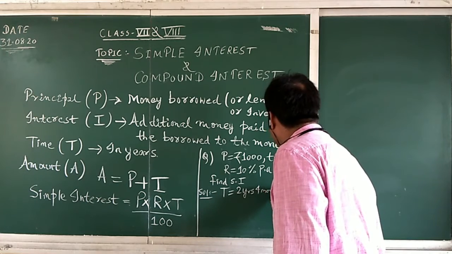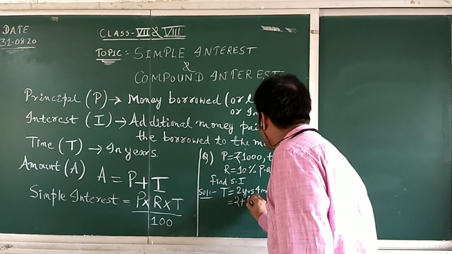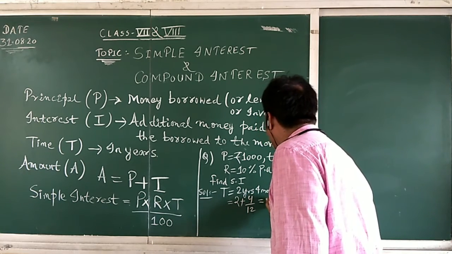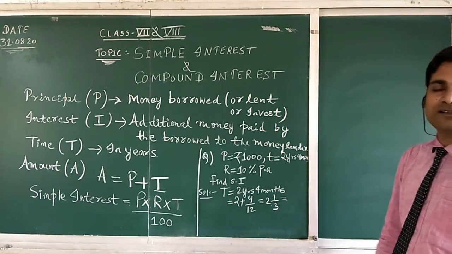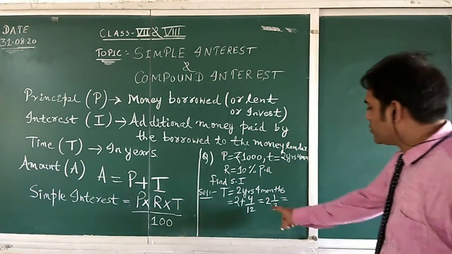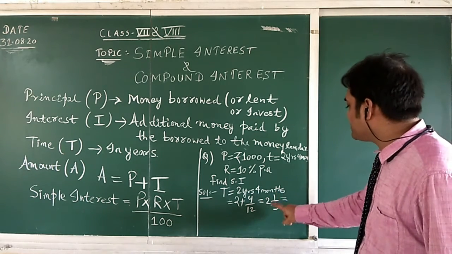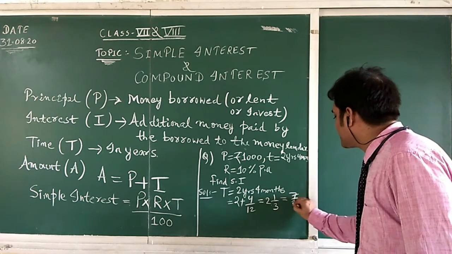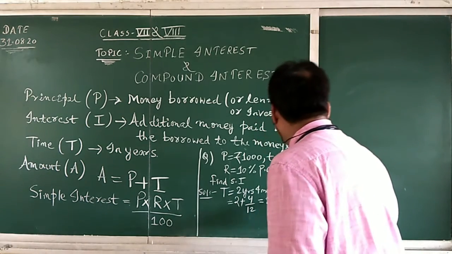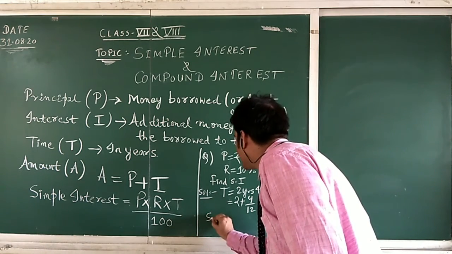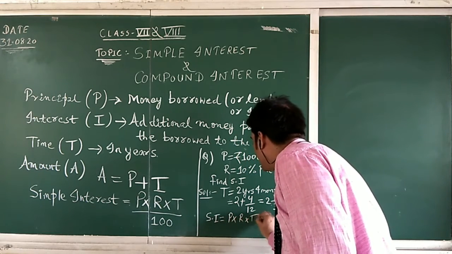So first of all you convert this 4 months into years. So it is 4 upon 12. Now it is 2 1 upon 3. When you convert this mixed fraction into an improper fraction, 2 multiplied by 3 is 6, and adding 1, it becomes 7 upon 3 years. Now we simply apply the formula here, that is P into R into T upon 100.